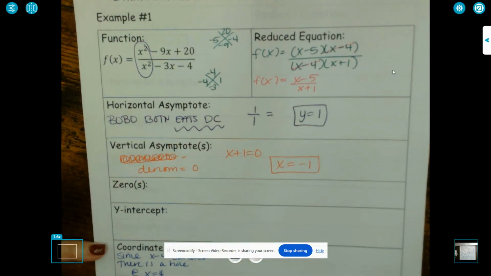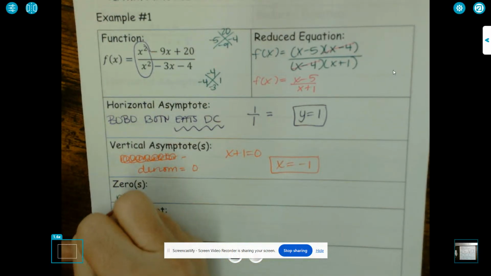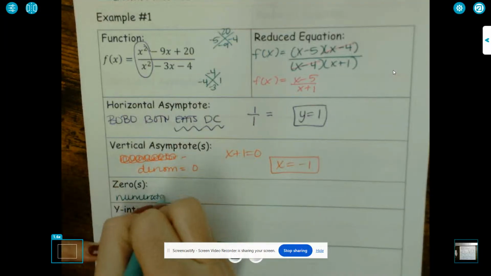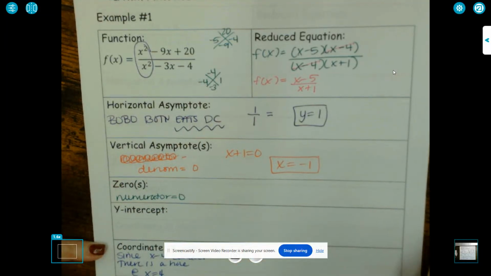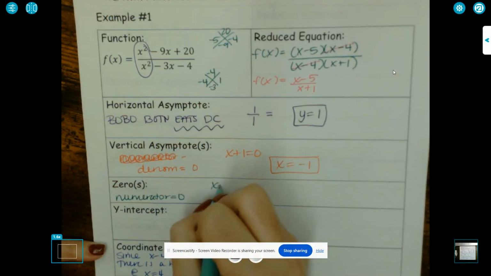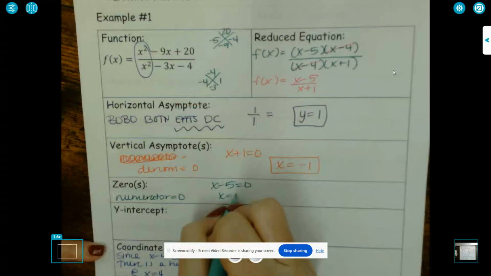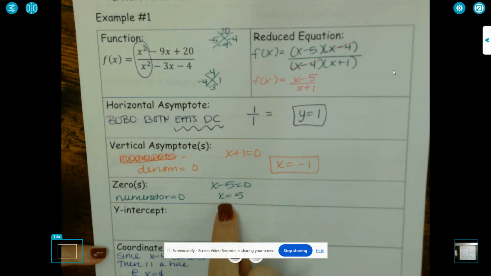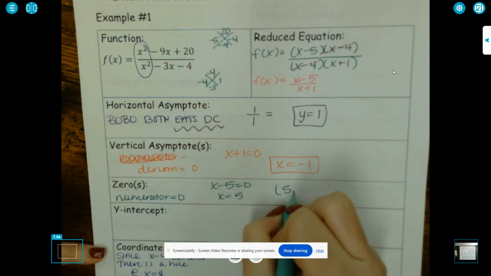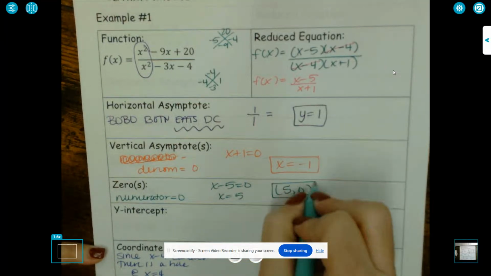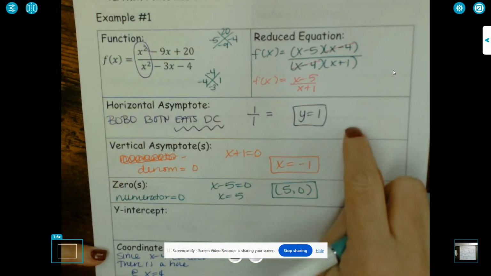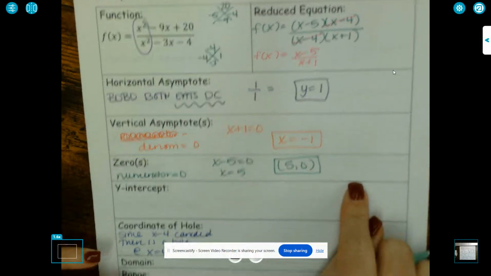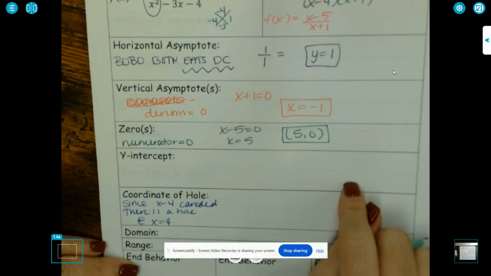All right, our zeros are where our numerator equals 0. So that's at x minus 5, which means x equals 5. But that is an ordered pair. The asymptote is a line, but they want a zero, so that is the ordered pair 5, 0. Line, line, ordered pair.